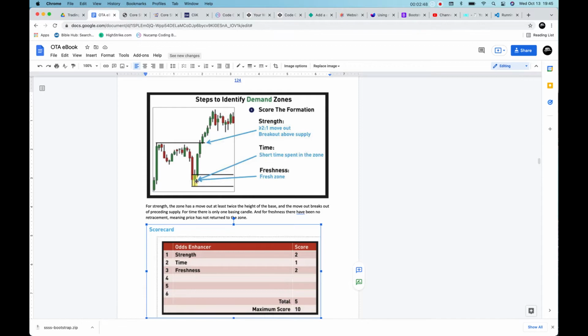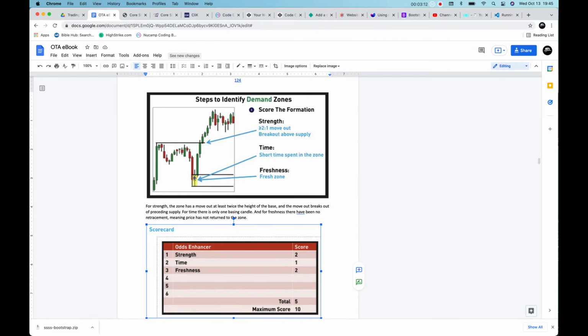So what we're looking for is for strength to move out greater than or equal to 2 to 1 and break out above a supply zone. Okay? So per the example, we can see that that is the case. For freshness, there has been no retracement, meaning price has not returned to the zone. And for time, there is only one basing candle.